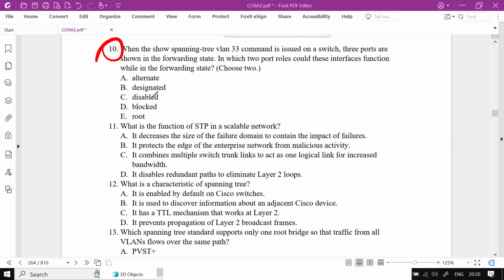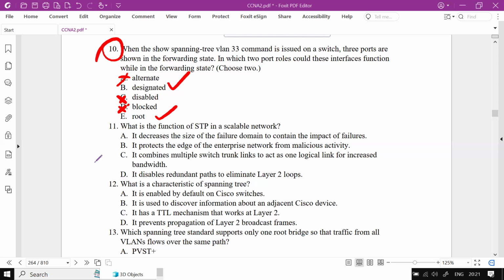Okay, for this one, I think I can look at port roles which are in forwarding state. In normal circumstances, we have port roles which can forward. So I can remove this blocked state and disabled, they definitely cannot forward anything. Then I think alternate cannot forward anything as well. The alternate, yes. So these two are definitely the 2 port roles which can forward.